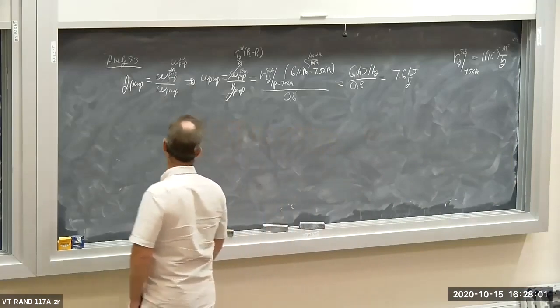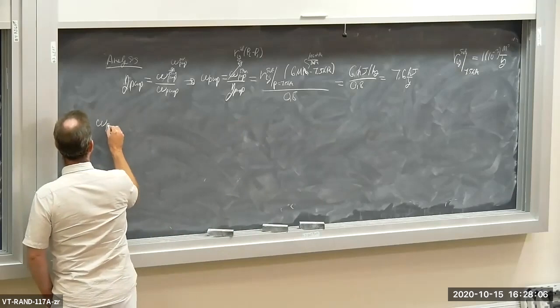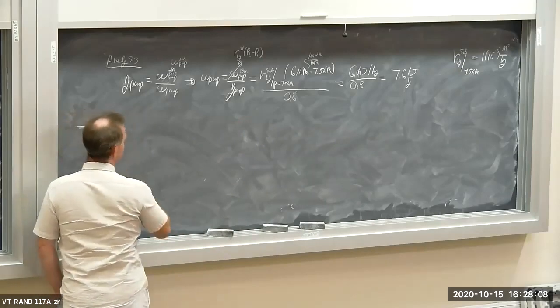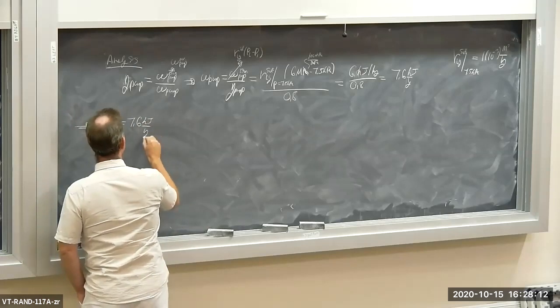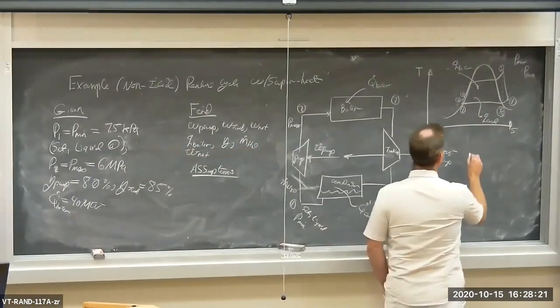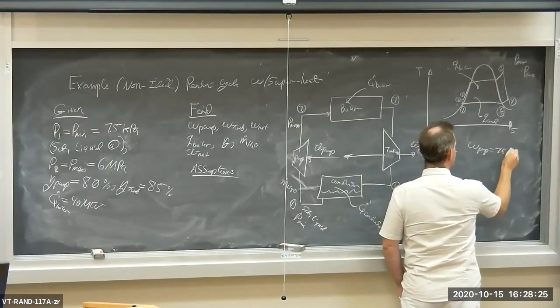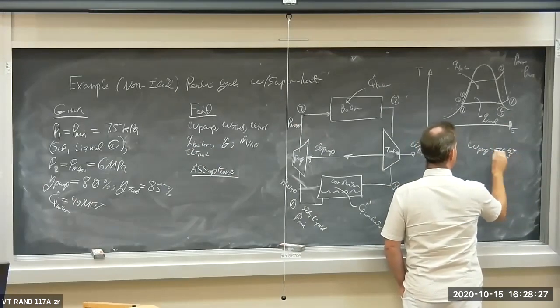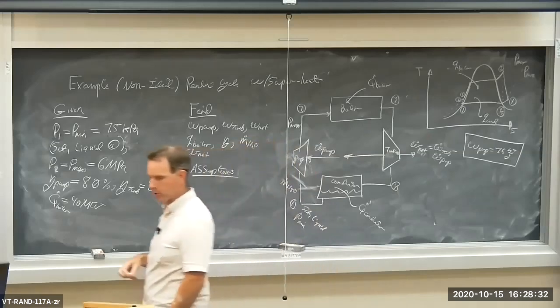Okay, so W pump is equal to 7.6 kilojoules per kilogram. Let me write that over here. W pump, 7.6 kilojoules per kilogram. Okay, that's the specific pump work. Good.